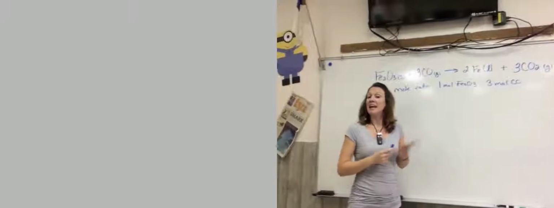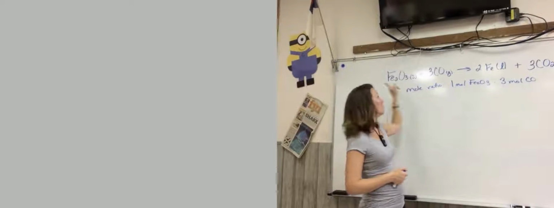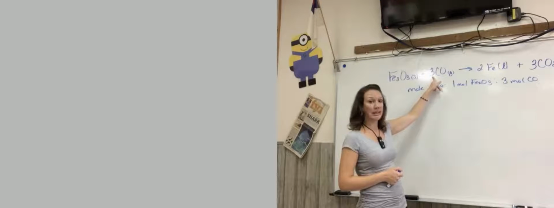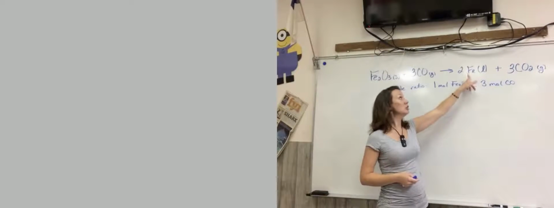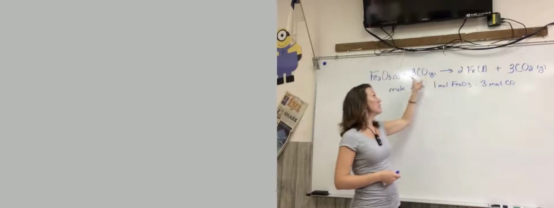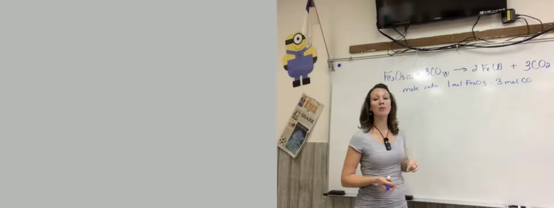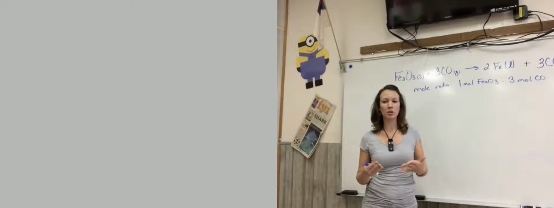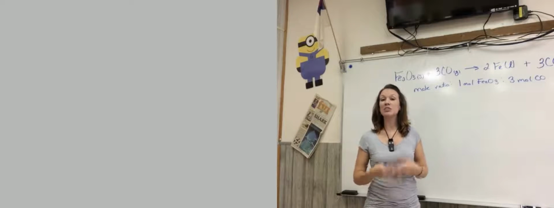Now all I did is I looked at my coefficients. I had an understood 1 coefficient for iron 3 oxide, and then I had a 3 coefficient for carbon monoxide. So I plugged that in as a ratio. You can even say 2 moles of iron for every 3 moles of carbon monoxide, or 3 moles of carbon dioxide for every 1 mole of iron 3 oxide. It's very versatile. What's really cool about these coefficients or these mole ratios is they act as a conversion factor.